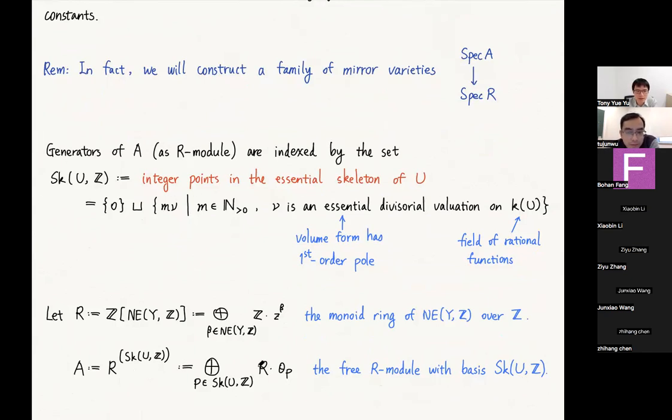So you also fix a volume form on U? It's log Calabi-Yau, so it's unique. Up to scaling. Like a Calabi-Yau, you have a unique volume form up to scaling, just scaling by a constant. So the pole or something doesn't matter. Yeah, thank you for the question.